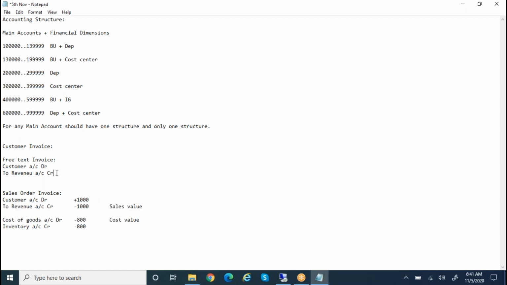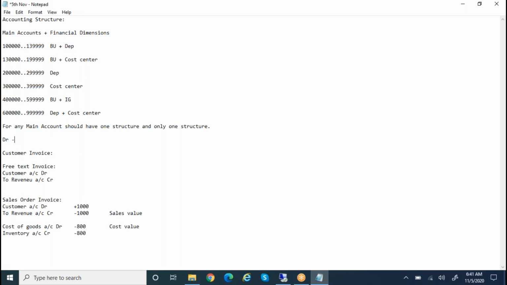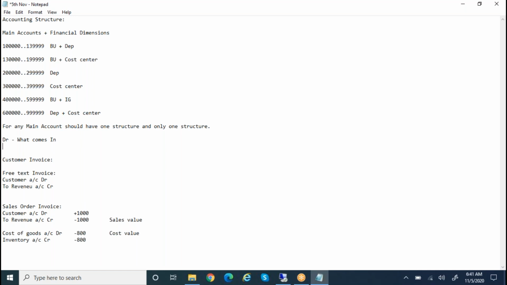So earlier you have learned customer invoice means free text invoice. If it is a free text invoice, customer account debit to revenue account credit. Debit means what comes in, credit means what goes out. This you have already learned. You know this one. At that time, we learned only one process, the free text invoice option.